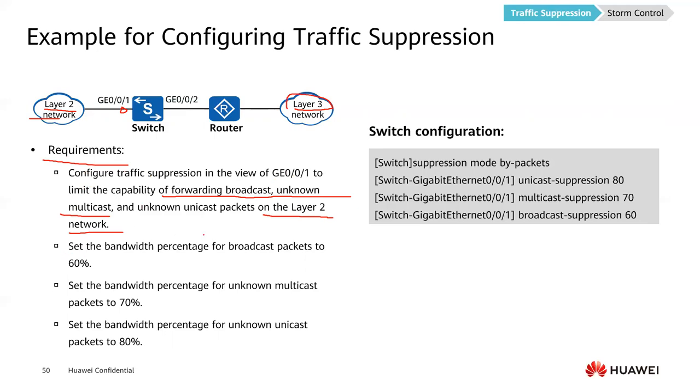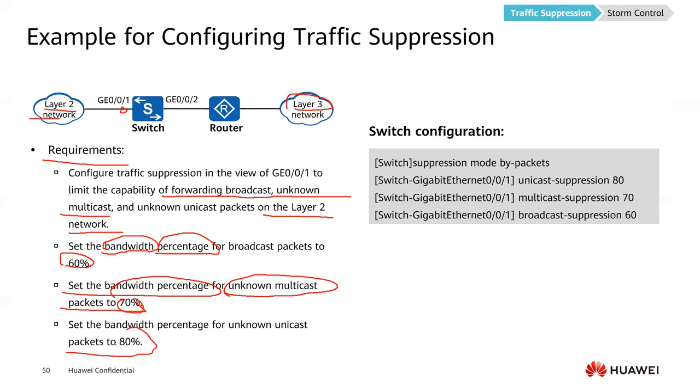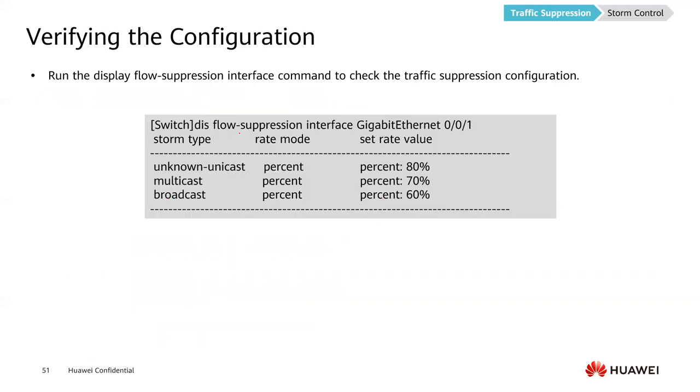So what values do we set? We need to suppress the bandwidth of the broadcast traffic. We use a percentage and set it to 60%. For unknown unicast traffic, we set the bandwidth percentage to 17. And we set the bandwidth percentage for known unicast packets to 18. First you need to set the suppression mode by packet and then set different percentages for different types of traffic. You can use the command display flow-suppression interface GigabitEthernet 0/0/1 to check how this interface is configured.